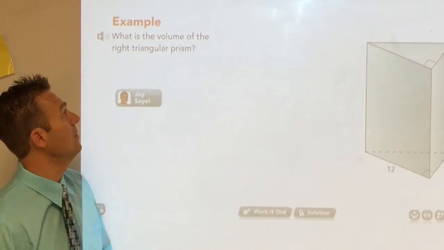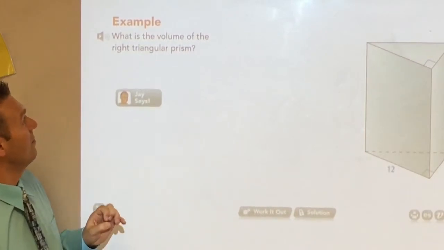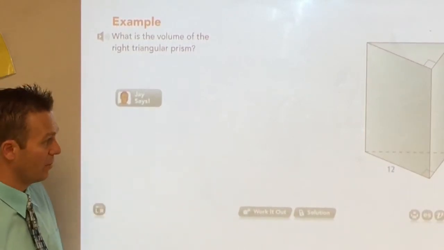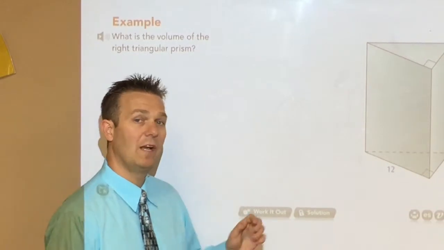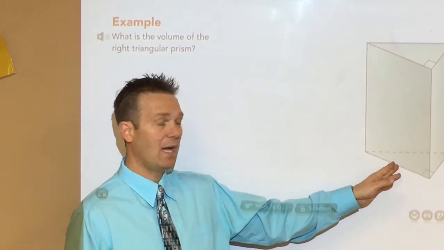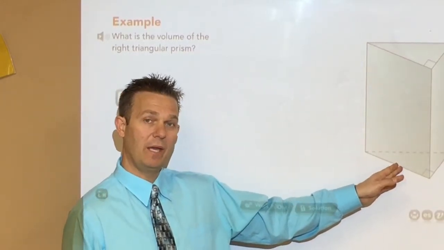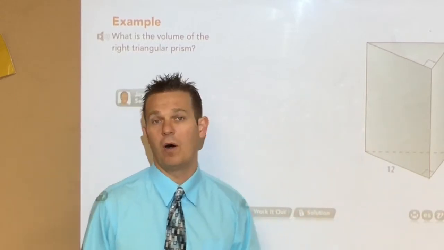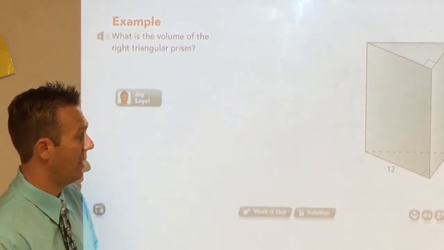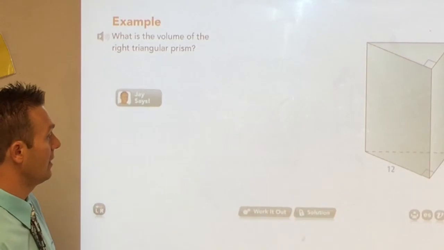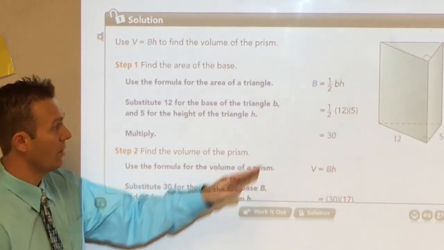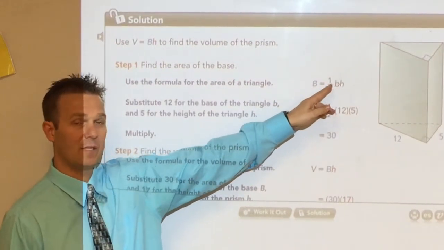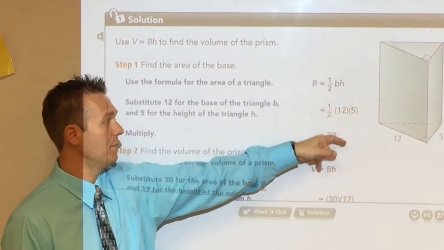Okay, so for part 2, the example here, what is the volume of a right triangular prism? We just have to remember the difference now is we have a triangle for the base, and so we have to remember the formula for the base is base times height divided by 2. All right, so if we look at this solution, we use the formula for base is base times height divided by 2, or 1/2 base times height.